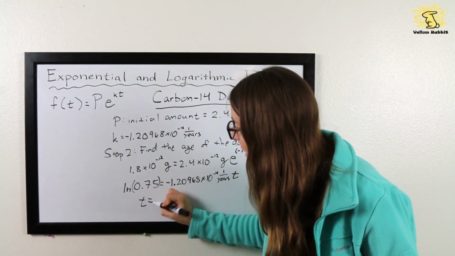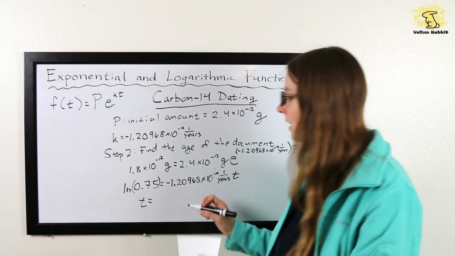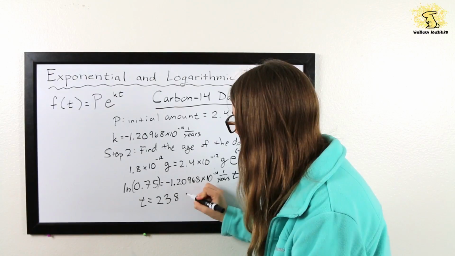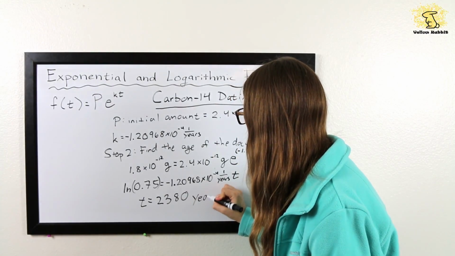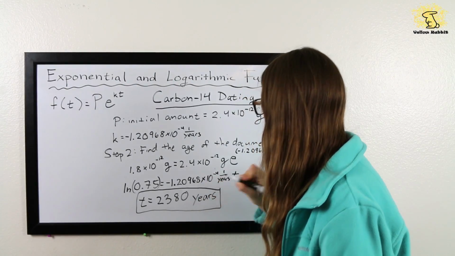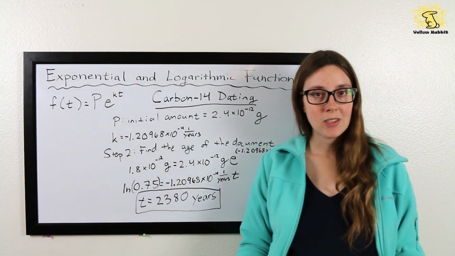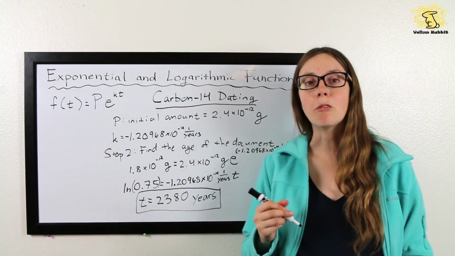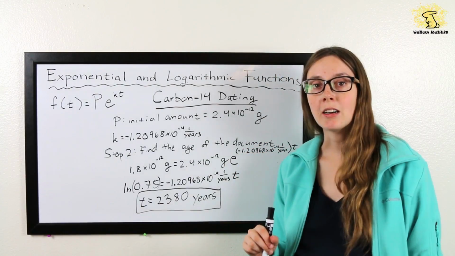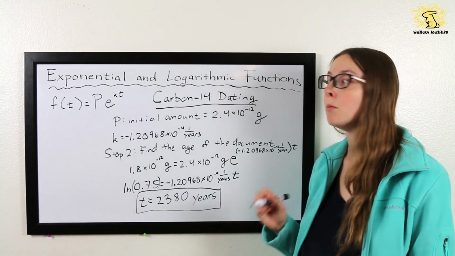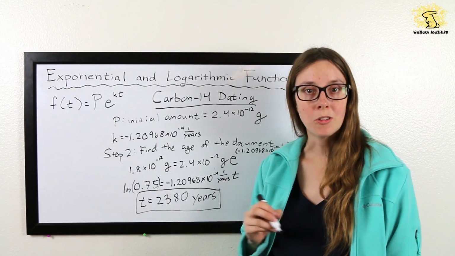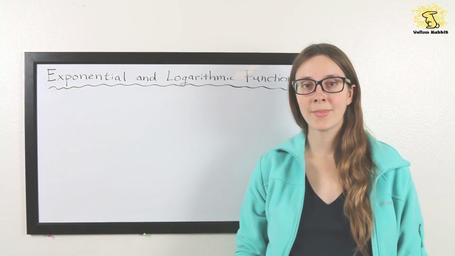Rearranging this problem and solving for t, I get a value of 2,380 years. So this is the amount of time that has elapsed since the document was new. What does this tell us? This tells us the amateur archaeologist was not quite correct. The document was not over 3,000 years old, although it was quite old, over 2,000 years.